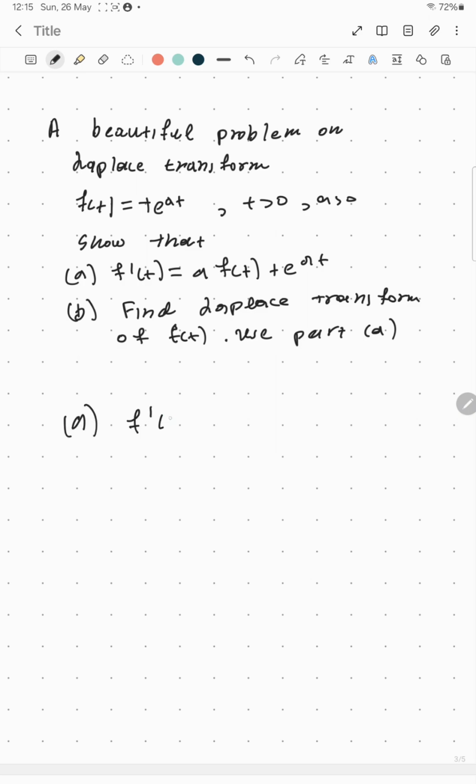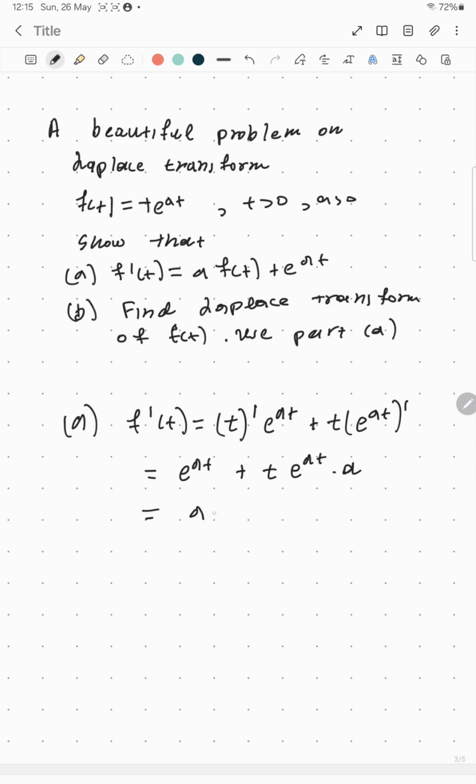We differentiate the function f of t, so we have the derivative of t times the exponential plus t times the derivative of the exponential function. So here we get the derivative of the identity function is 1, so we only have the first term to be the exponential plus t e to the power of a times t times a. So from here we have a times t e to the power of a times t plus exponential at, this one.